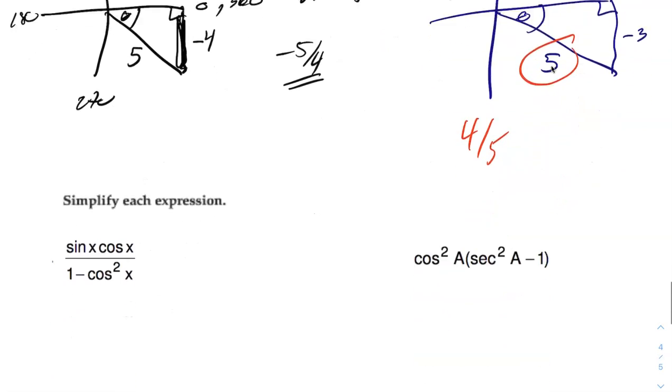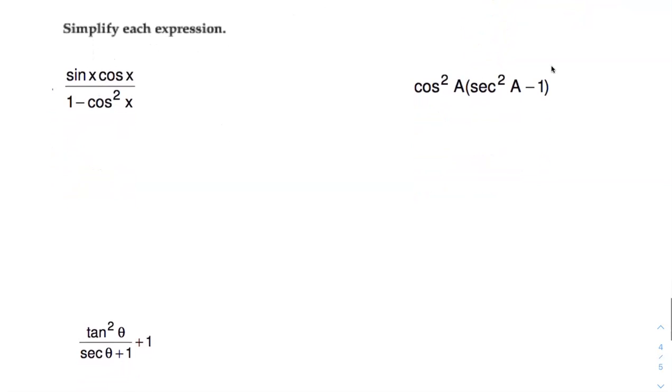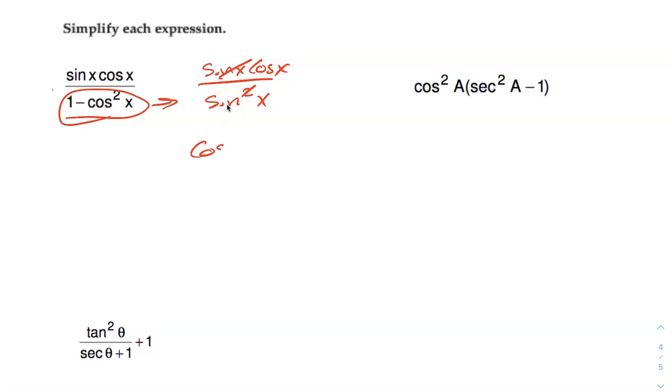Okay, a few more. More simplifying. Okay, so look at this one. We got sine, cosine, and 1 minus cosine squared. So we always kind of start on the more complicated side. 1 minus cosine squared, we should know what that is. That is sine squared. And once you have that, the sine and the sine squared can't fully reduce. You just get cosine x over sine x. And we should know what that is by now. That is cotan x. These are fun.